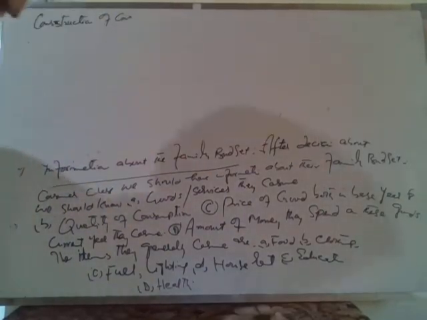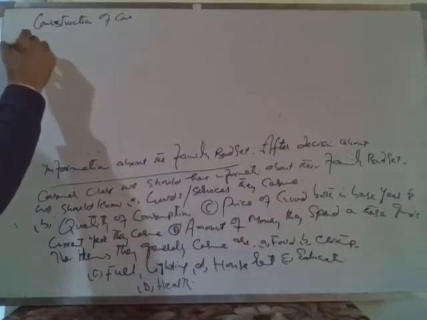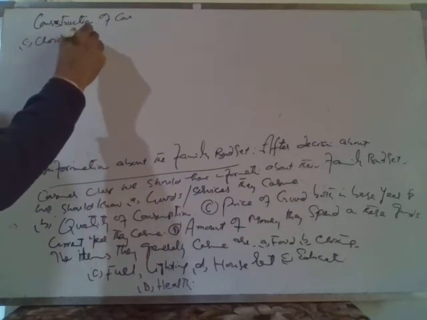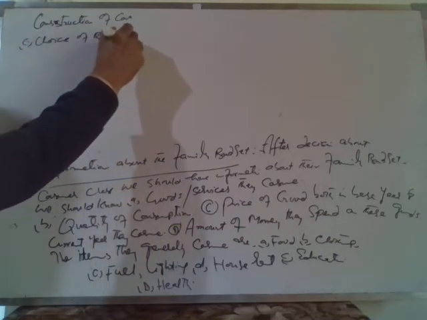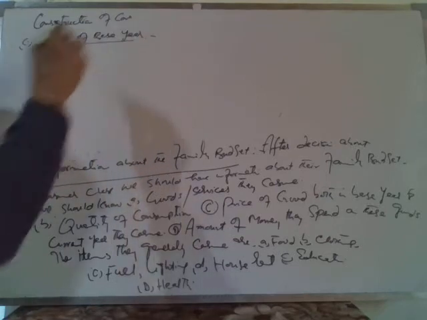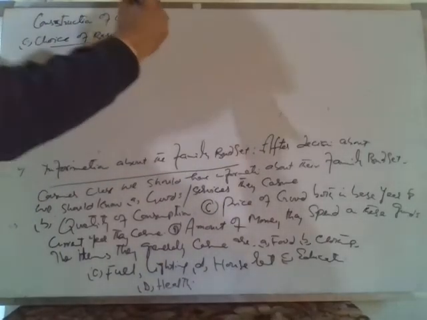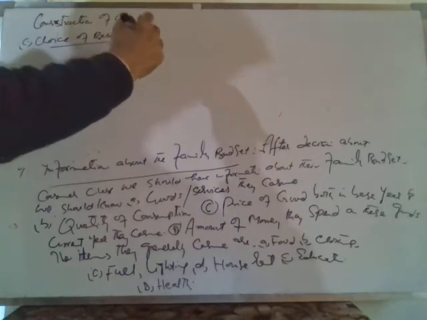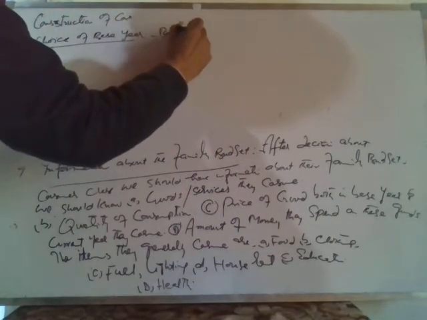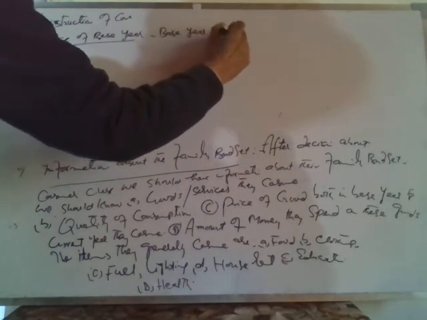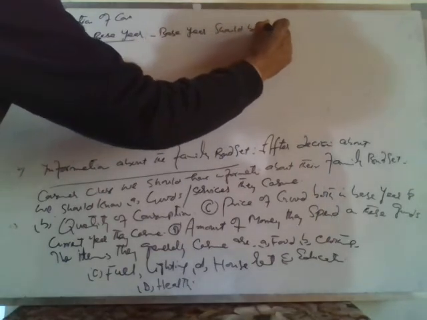The third one is choice of base year. As we know, base year is any year before the current year. The simple definition for base year is any year before the current year. The base year should be the year of economic stability.